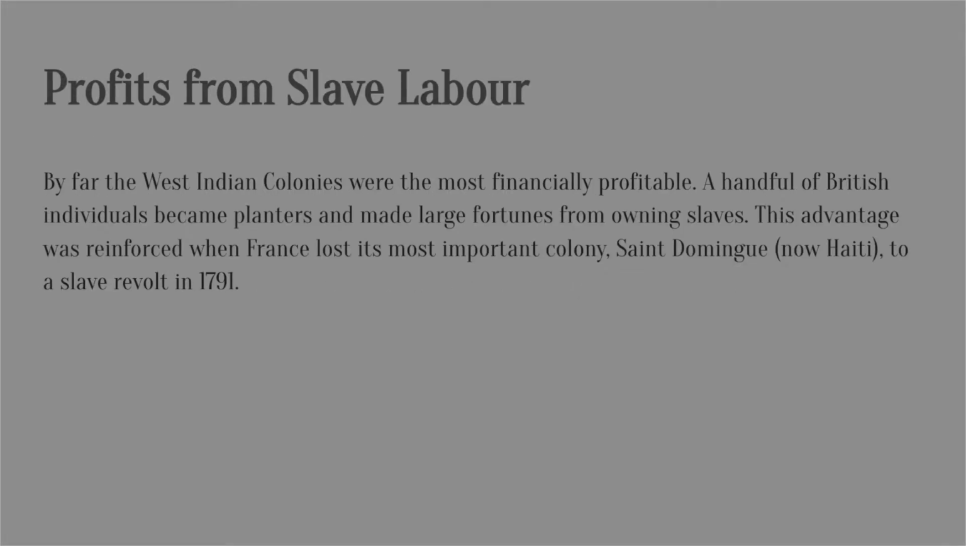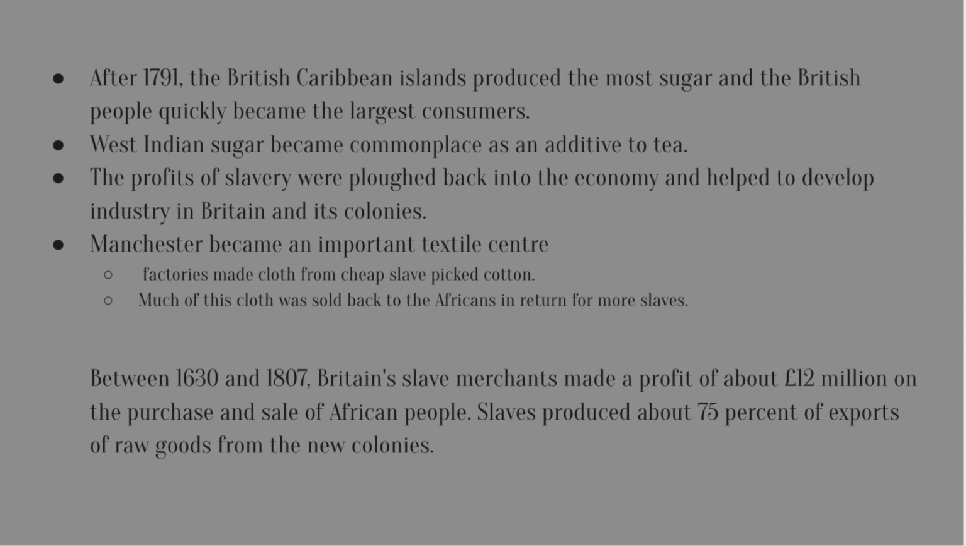Profits from slave labor. By far, the West Indian colonies were the most financially profitable. A handful of British individuals became planters and made large fortunes from owning slaves. This advantage was reinforced when France lost its most important colony, Saint-Domingue, now Haiti, to a slave revolt in 1791. After 1791, the British Caribbean islands produced the most sugar, and the British people quickly became the largest consumers. West Indian sugar became commonplace as an additive to tea.